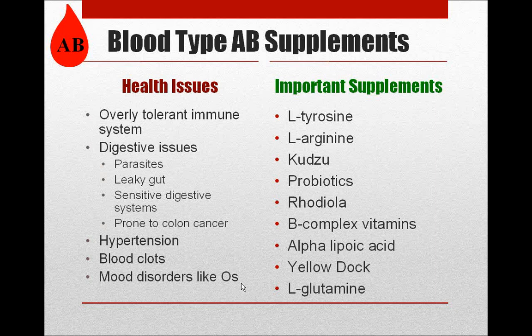They are more prone to high blood pressure and blood clots. But then they go into the mood disorders. So they get the whole gamut of everything. So tyrosine is going to be very important here too, to help with the mood disorders if they have a tendency to go into that up and down mood swing kind of thing.